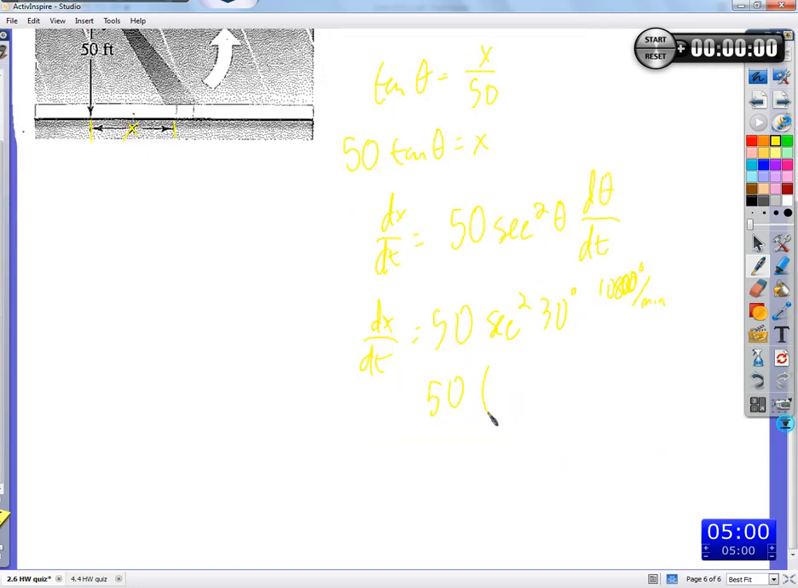50 times, what's the secant? It's the reciprocal of the cosine. What's the cosine of 30 degrees? Secant squared, right? The secant is the reciprocal, so that's the secant squared, times 10,800. So here we have 50 times 4 over 3, times 10,800.